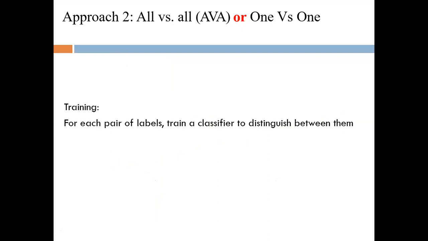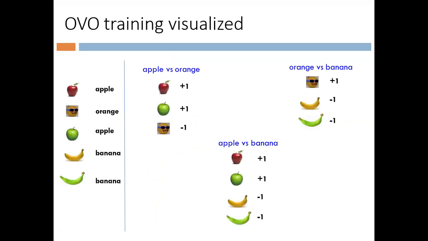In the second approach, which is also referred to as all versus all or one versus one. So in training, the second approach, that is all versus all, for each pair of labels, we train a classifier which distinguishes between them. So this is the visualization of training of the one versus one multi-class classification approach, where for each pair of class labels, we build one binary classifier.